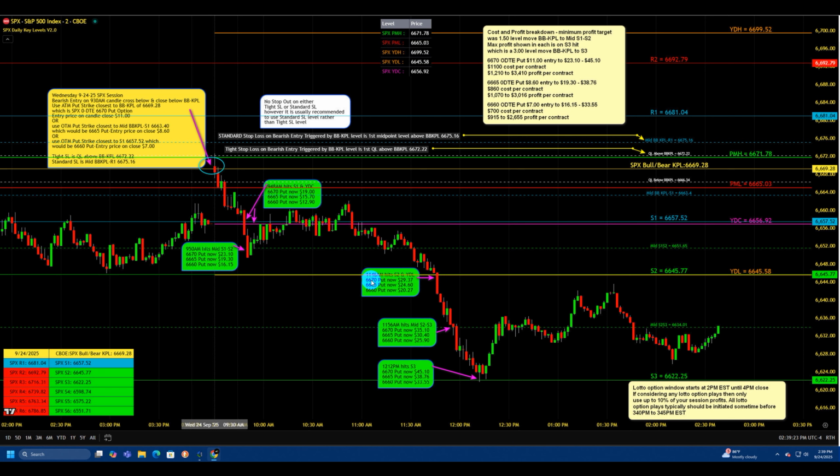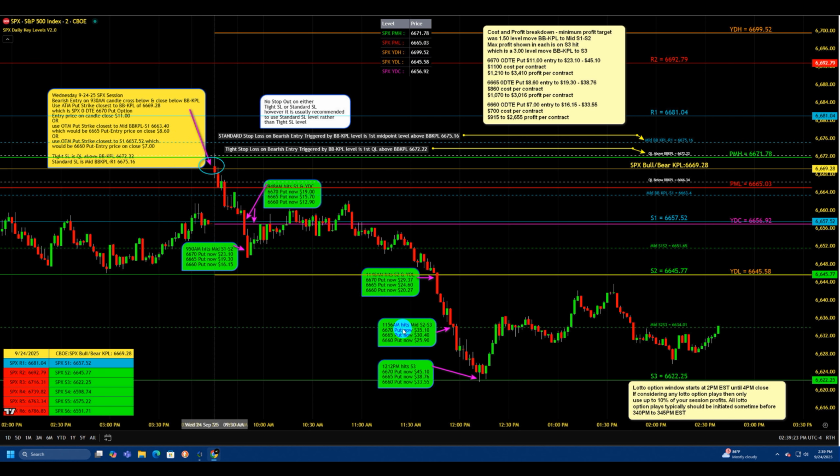So at this candle close, the 66.70 put is now $29.37. Remember, we paid 11, so now we're basically up to $1,800 in profit. The 66.65 put is now $24.60. Remember, we paid $8.60, so that's roughly $1,600 in profit. And the 66.60 put is now $20.27. We paid $7, so that is roughly $1,300 in profit.